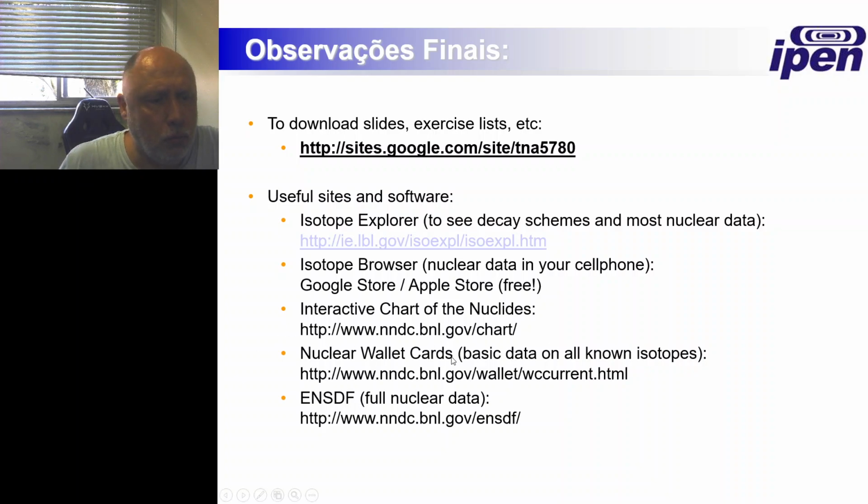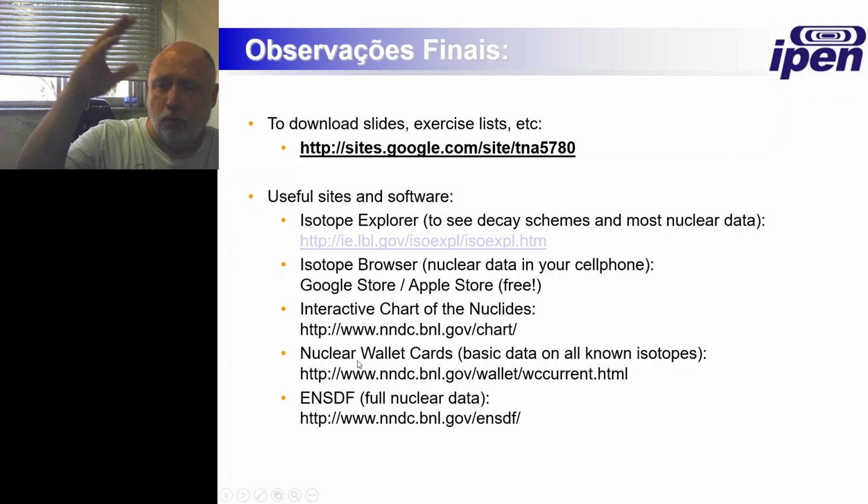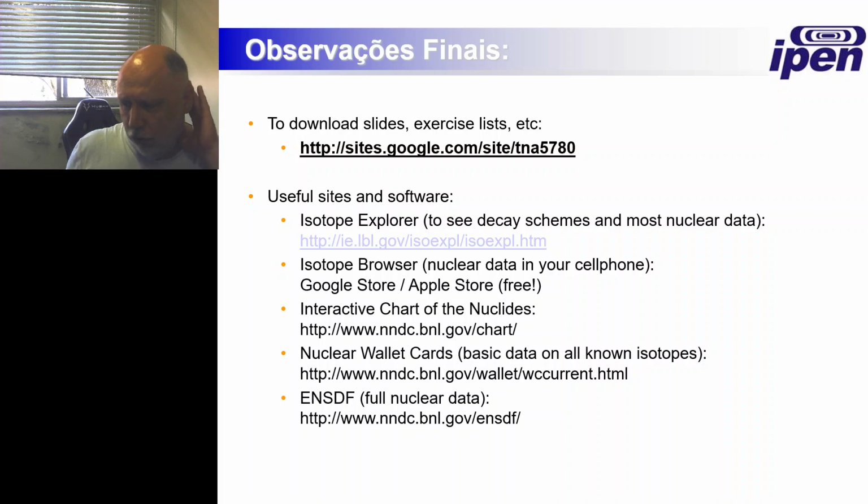There are the nuclear wallet cards, which are on the same NNDC site, where you can see basic data on all known isotopes, right? And for a more professional approach, if you need to know more about nuclei, this evaluated nuclear structure data file has all nuclear data that is known about each nuclide. So that's everything there, very complete, which also means maybe it's not so easy to find the information you want because there's too much there, right?